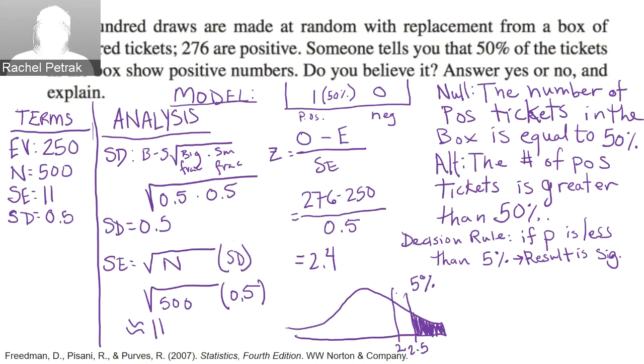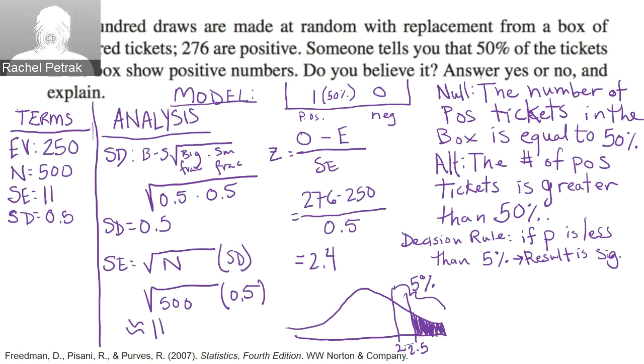5%, and this whole area beyond a z-score of 2 is equal to 5%. So a z-score that is greater than 2 has a smaller probability than 5%. So we can say that this result is statistically significant. The p is less than 5%.